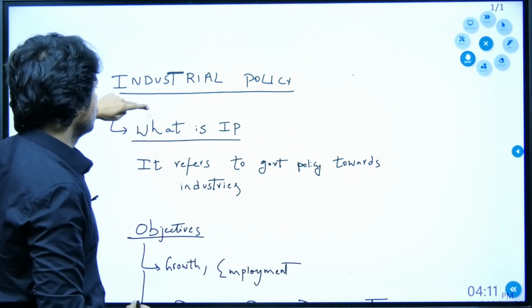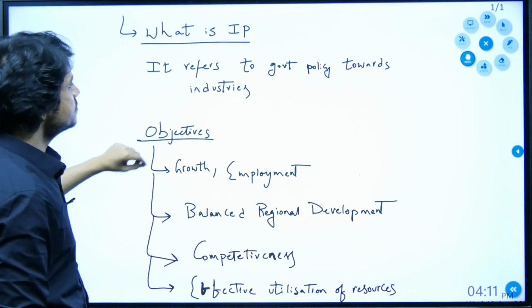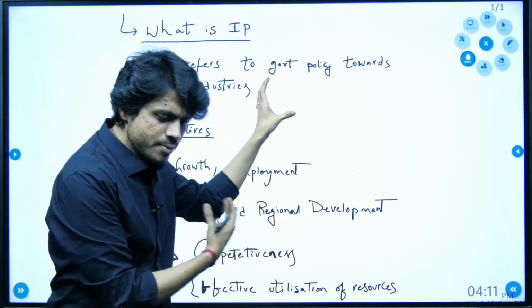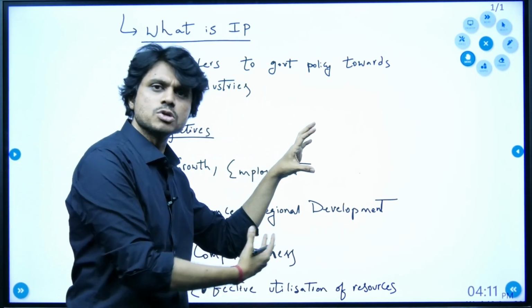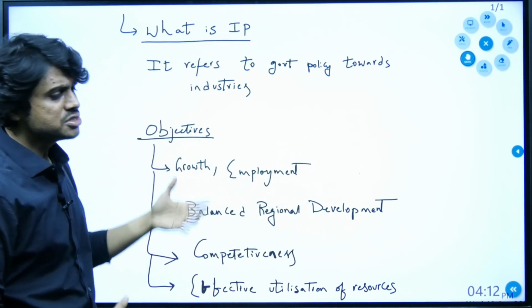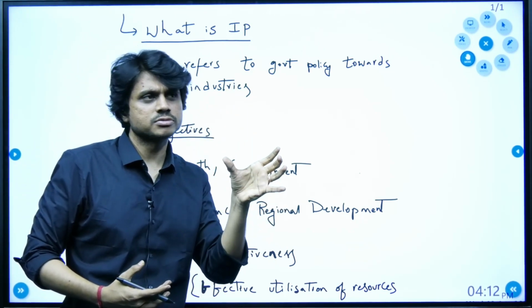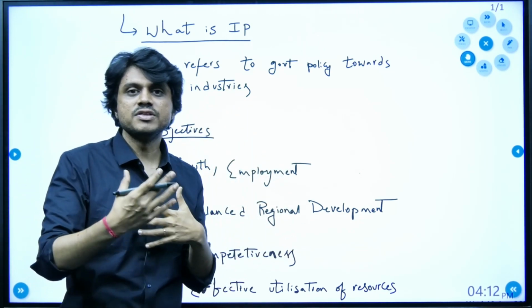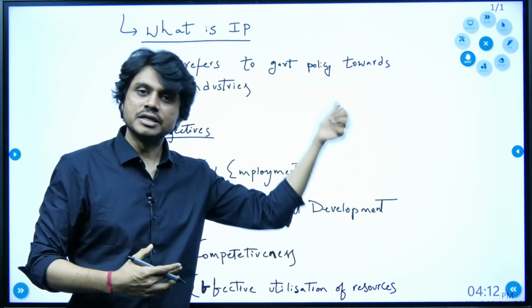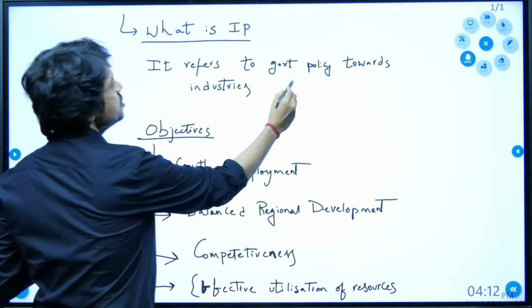Now we have seen the industrial policy of 1991. So what actually is the industrial policy? This will not be asked anywhere, and the definition might not be suitable everywhere, but it is necessary for you to understand. The industrial policy is nothing but certain provisions between the government and that particular sector. Here the sector is industry. So it refers to government policy towards industries.